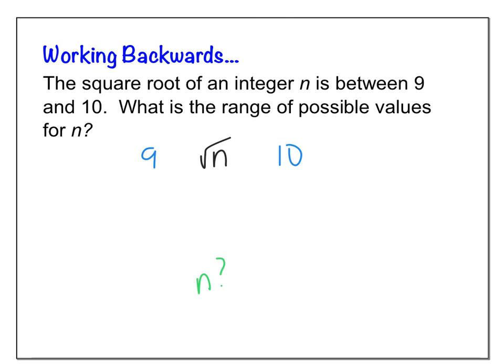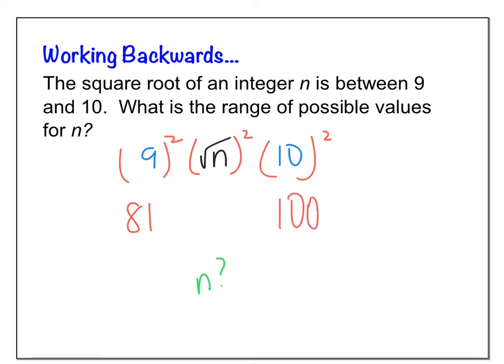So what we can think of is, how can I go the opposite way? These are already what the square roots would be, so I want to do the opposite of square rooting something. If I square these numbers, what that would give me is 81 and 100. Squaring and square rooting are inverse operations, so those are going to cancel each other out in the middle here and give me n. So I'm saying n would be somewhere in between 81 and 100 in order for its square root to be in between 9 and 10.